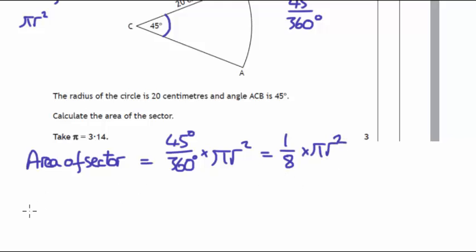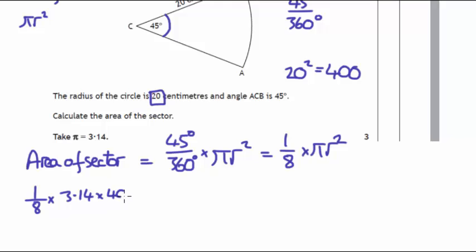Okay, so they've given you what pi is, and we know what r is. So we'll see what we can do from here. That's an 8th times pi, and they're just saying take 3.14, and r is 20. So 20 squared equals 400. 10 squared is 100, 20 squared is 400. So we're going to times that by 400. And we can tidy this up because we can see that's 3.14 times 400 over 8.